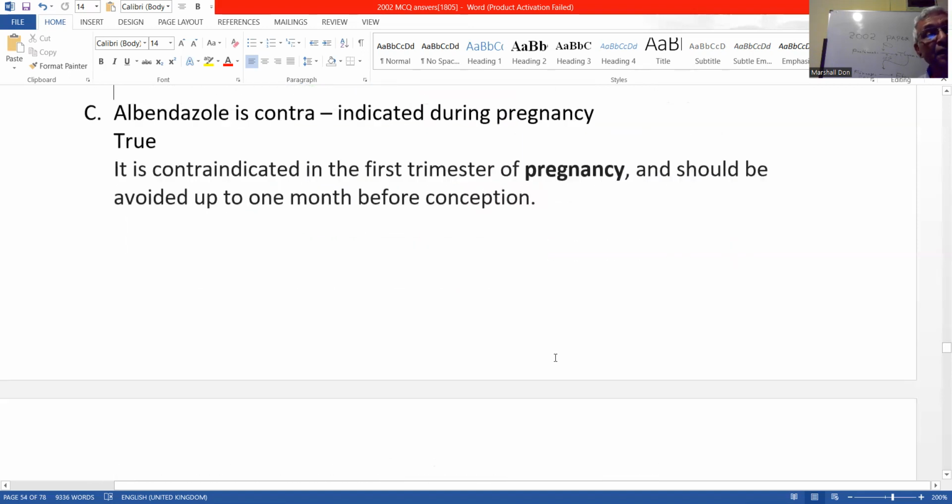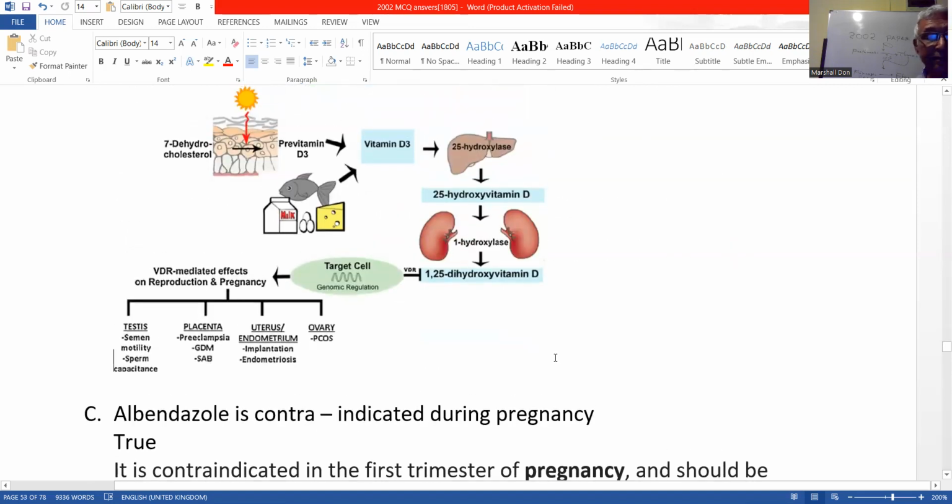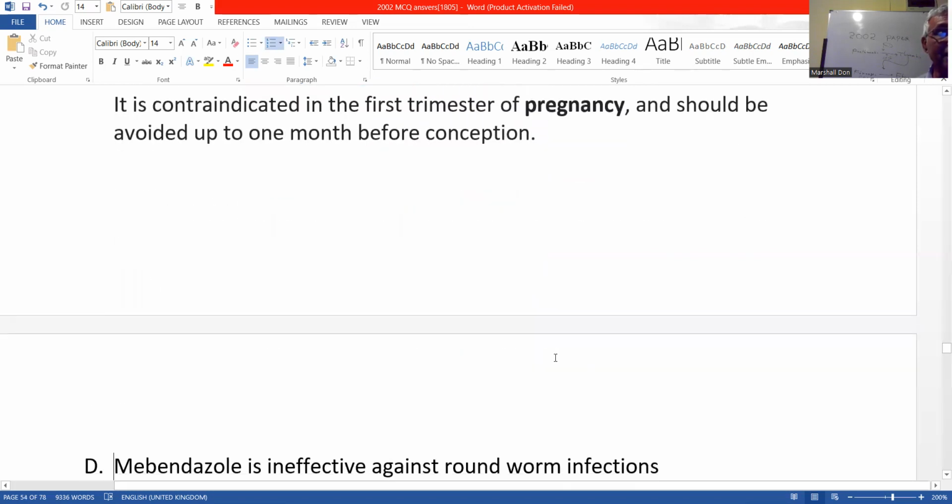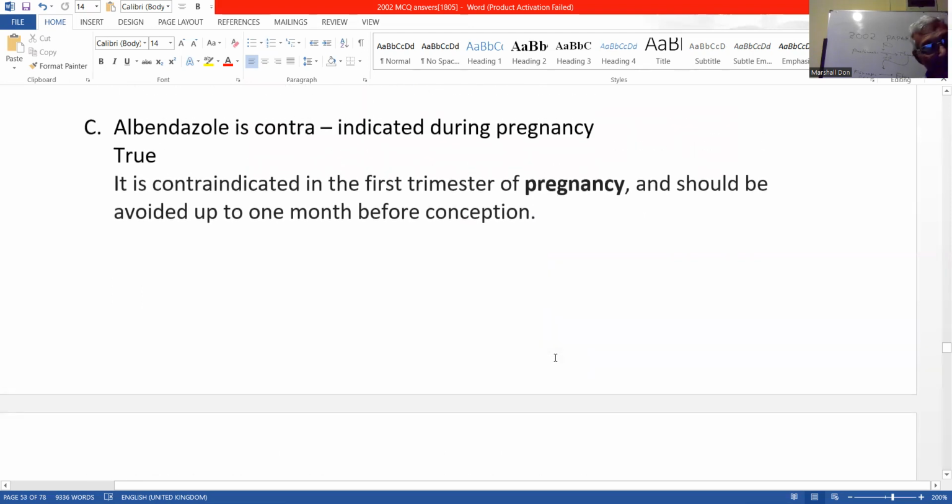C. Albendazole is contraindicated during pregnancy. That is true because albendazole, not like mebendazole, is absorbed into the body. Mebendazole does not absorb into the body, but albendazole is absorbed. So we are not giving albendazole during pregnancy. It is contraindicated and should be avoided within the first month before the pregnancy.